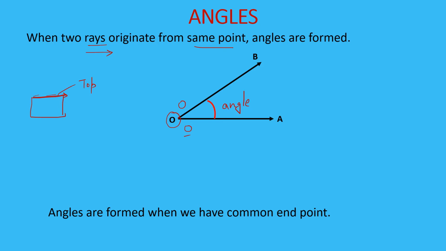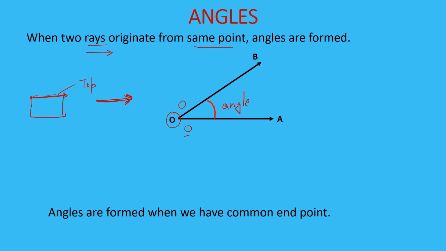Now suppose I am drawing one more figure here. This is the top of the box and the lid is also over here only. Both are coinciding and this is the common endpoint. Now can you tell me whether an angle is formed or not? No, an angle is not formed because there is no gap between the two lines.